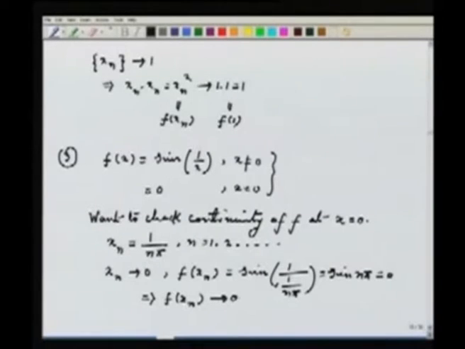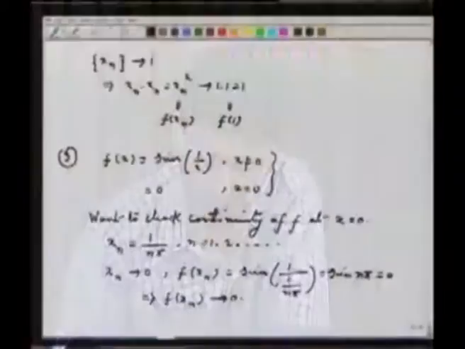But does this prove continuity of the function at x = 0? I say it does not, because what I have shown is there is a particular choice of a sequence xn for which f(xn) is converging to f(0). But the definition says for any arbitrary sequence xn, f(xn) should converge to f(0). Okay? Now let's look at some other sequence and see what happens. Let me choose this sequence now, which I am going to call yn. This is 1 by (2n pi + pi/2).